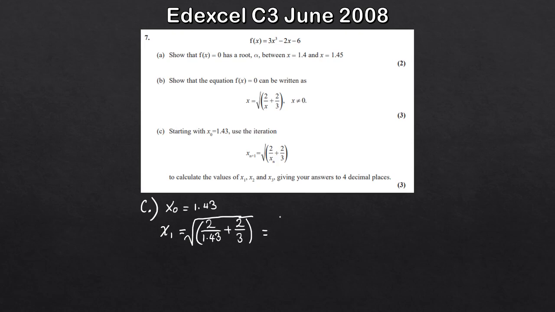Do that correctly, and what you should get is 1.4371. That's x1. Do the same now for x2, but I'm doing this on my calculator now. So my next one to 4 decimal places is 1.4347, and then finally x3 is 1.4355. Okay, so that's x1, x2, and x3 to 4 decimal places.